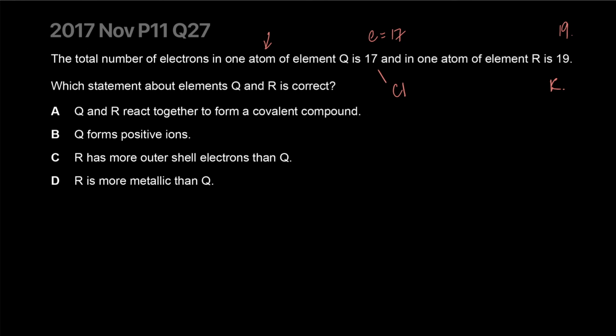Okay. So Q and R react together to form a covalent compound. It's actually ionic, metal to a non-metal, potassium chloride. Q forms positive ions. Q actually forms negative ions, right? R has more outer shell electrons than Q. That's true. That has one more. R is more metallic than Q. That's also, I guess, true. R has more outer shell electrons. Oh, outer shell electrons. I just read this as has more outer shells. In the outer shell, potassium only has 1 electron. It's in group 1. This has 7. So chlorine actually has more outer shell electrons, more valence electrons. So this is incorrect. Premature, didn't really read the statement properly. But yeah, R is definitely a metal and chlorine Q is not. So D is the answer.